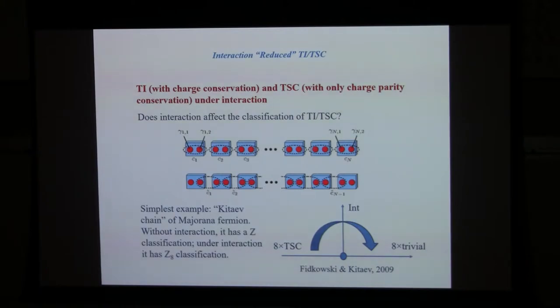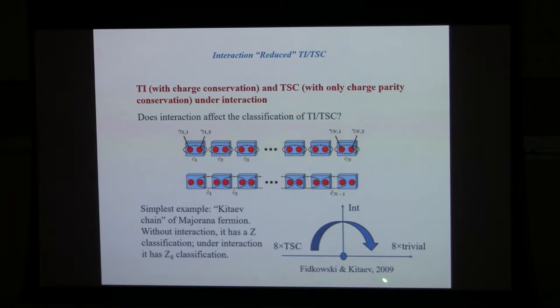It turns out in this system, suppose we have time inversal symmetry, it has a Z classification. Z classification means that I can make an arbitrary number of copies of this topological superconductor and stack them together. Then no matter what kind of interaction I turn on between these chains, as long as the interaction preserves time inversal symmetry, the boundary will always have a degeneracy protected by time inversal symmetry. This is what the Z classification means.